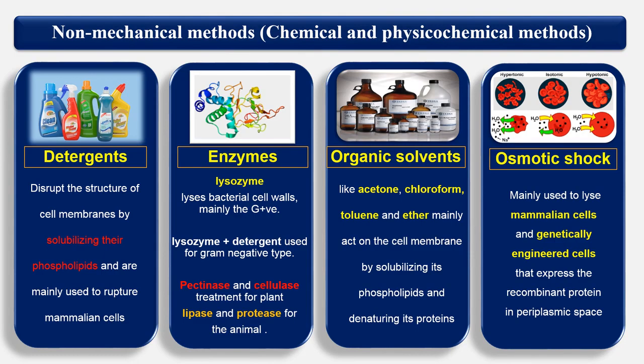Second, enzymes. For example, lysozyme lyses bacterial cell walls, mainly the gram-positive, while a combination of lysozyme and detergent is used for gram-negative types. This is due to the difference between gram-positive and gram-negative in cell wall components. Pectinase and cellulase treatment for plants, lipase and protease for animals.